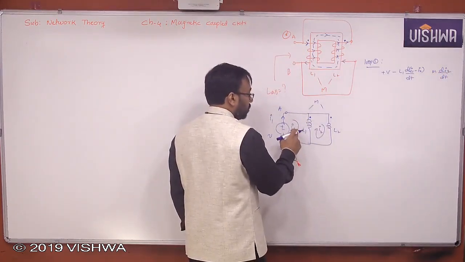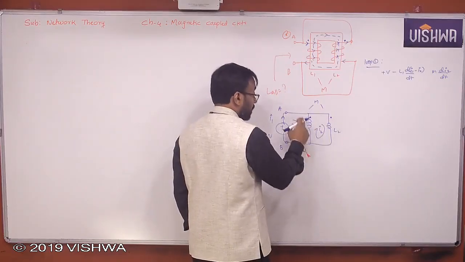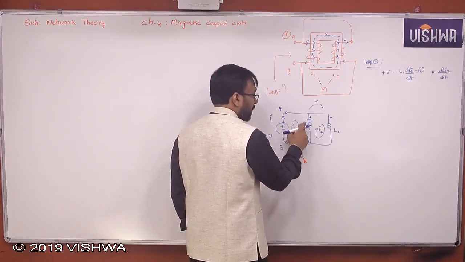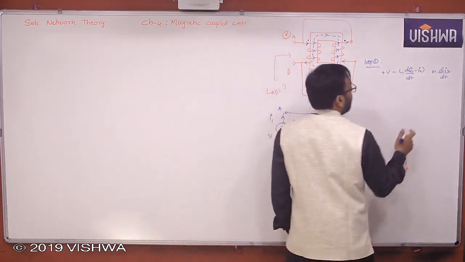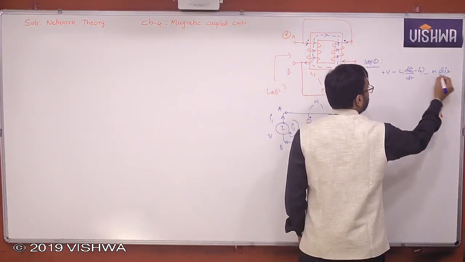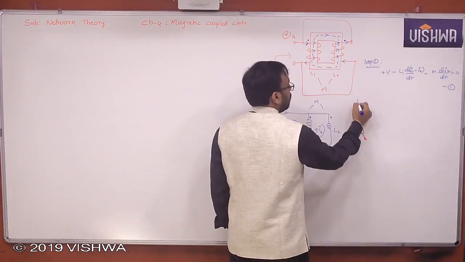Now, L1 di1 by dt, then M into di2 by dt. But I1 is entering. What is the current here doing? I1 is entering. I2 is also entering. I1 minus I2 is entering. I2 is also entering. Therefore, same sign is equal to 0. Equation 1. Loop 2.